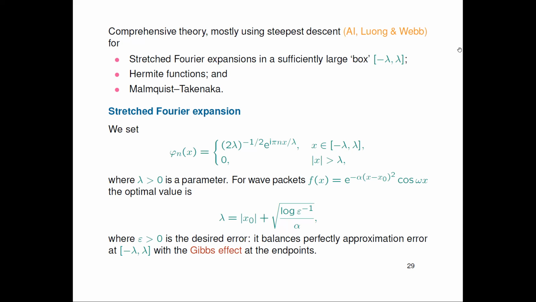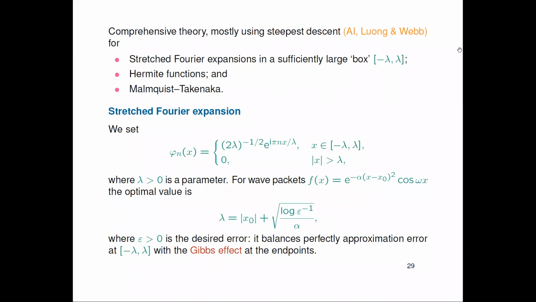Okay, so for stretched Fourier expansions, our basis is made out of such functions, and lambda is a parameter. Now, for this wave packet, it turns out that the optimal value of the parameter... remember, omega is 1 over square root of epsilon. Lambda is... no, sorry, epsilon now will be something different. Forget what I said about epsilon. When f is of this form and omega is large, the optimal value of lambda is this, where now epsilon is the desired error.